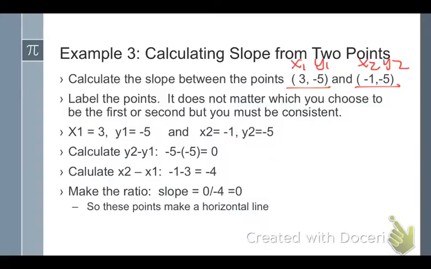So I calculate y2 minus y1. When you subtract a number from itself, it doesn't matter whether the number is positive or negative, you get 0. So there's your rise, it is 0. And your run is -4, and that turns out not to even really matter, because 0 divided by any non-zero value is 0. So the slope of this is 0, and these points make a horizontal line.